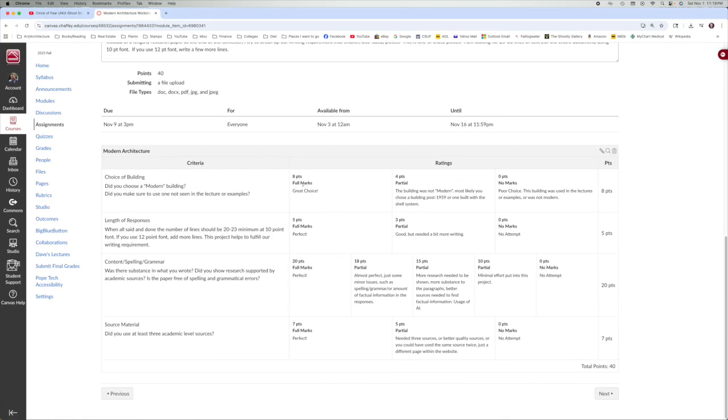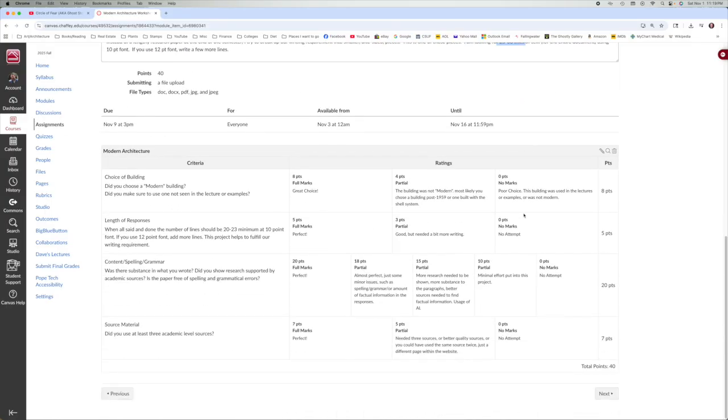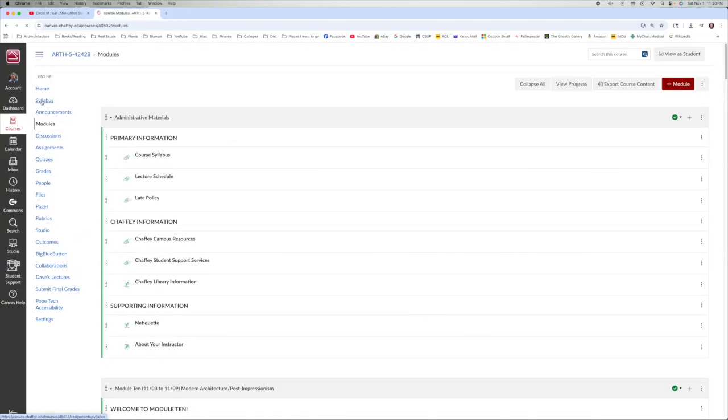This is the breakdown. 8 points for just choosing a building that is modern. 5 points for the responses. As far as responses go, I'm looking for 25 to 30 lines of text. Content, spelling, and grammar. 20 points for this. Please note that if you end up using AI on this project, I will immediately deduct 5 points, if not more, depending on the severity of its usage. Finally, the source material. Did you choose 3 academic level sources? 7 points for that. And that is everything for this week.